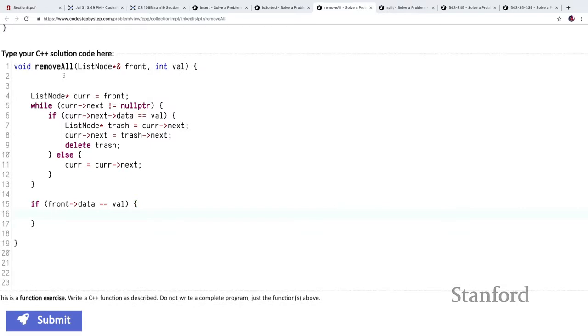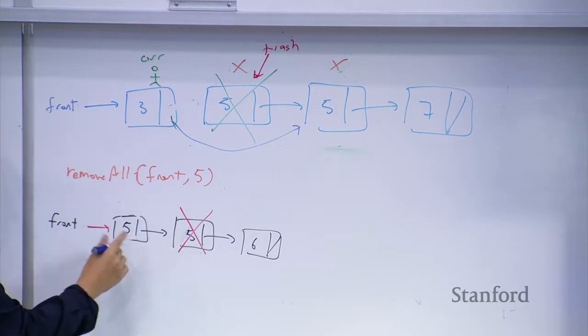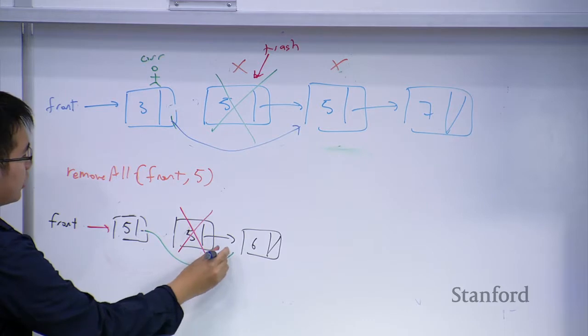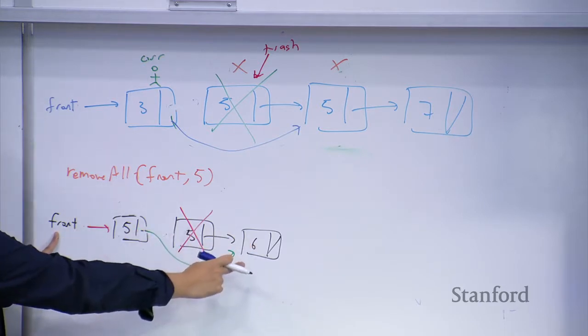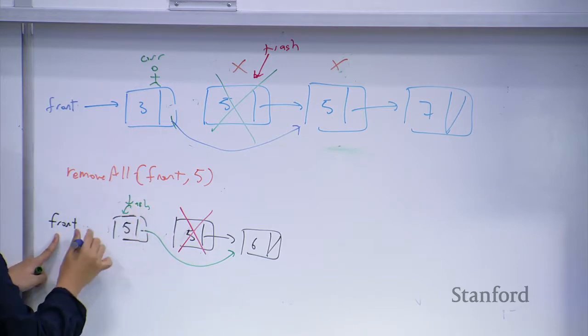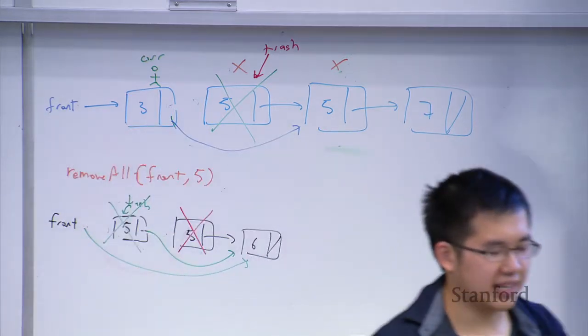If front is equal to 5, then which pointers do we change? We have to change front to point to whatever the next is. So here the next was this one. We want to change front to point to front next. But before we do that, we have to keep a trash pointer on this one. Then we change front to here. Then we delete the trash. Okay, so kind of like what we did above, except now we're doing it with front.